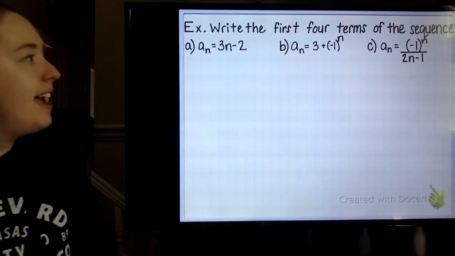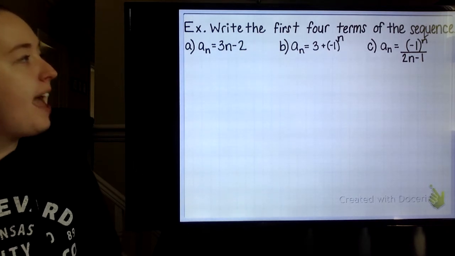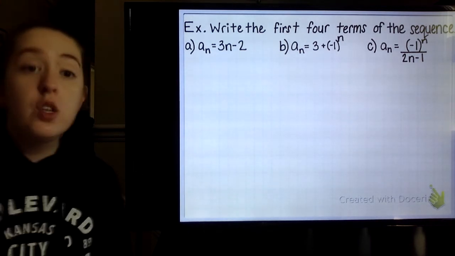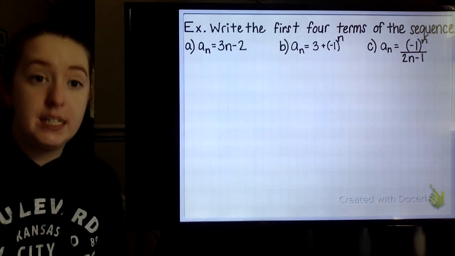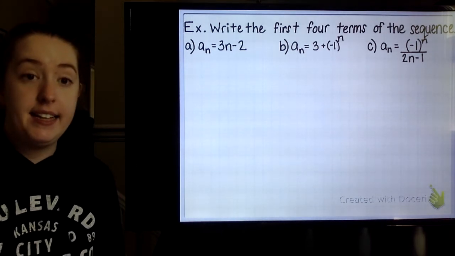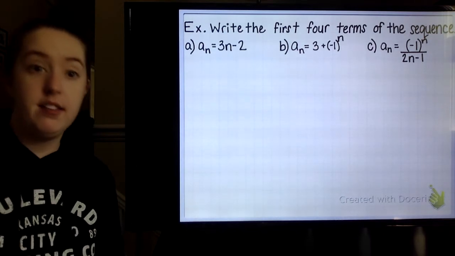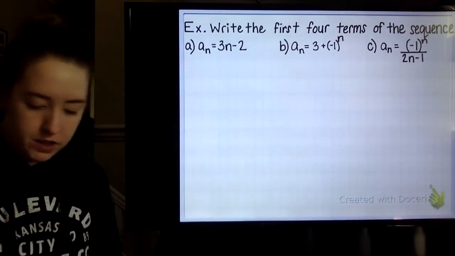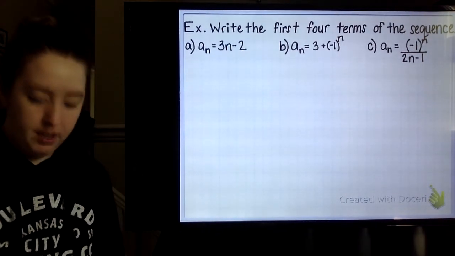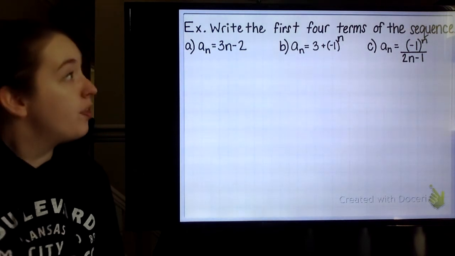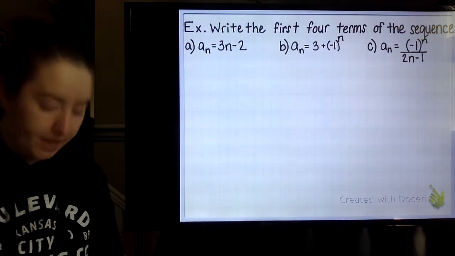So we want to write the first 4 terms of the sequence. It says that a sub n equals 3n minus 2. What n stands for in this situation is the number of the term. To get my first term, I would plug in 1. So 3 times 1 is 3, minus 2 is 1.